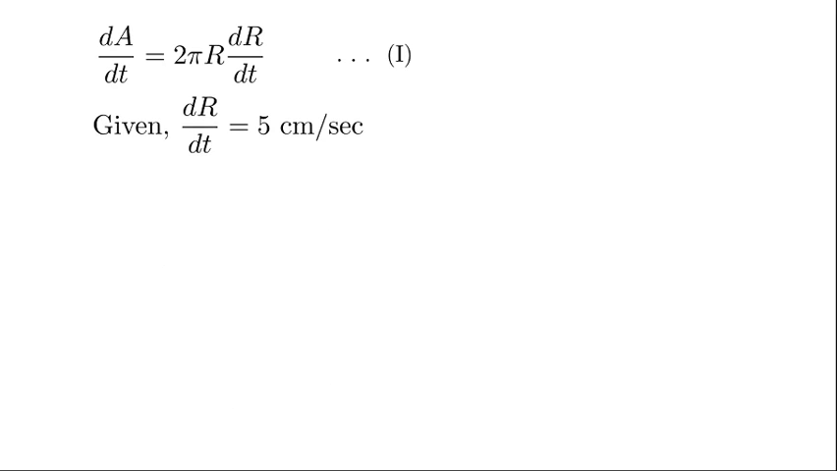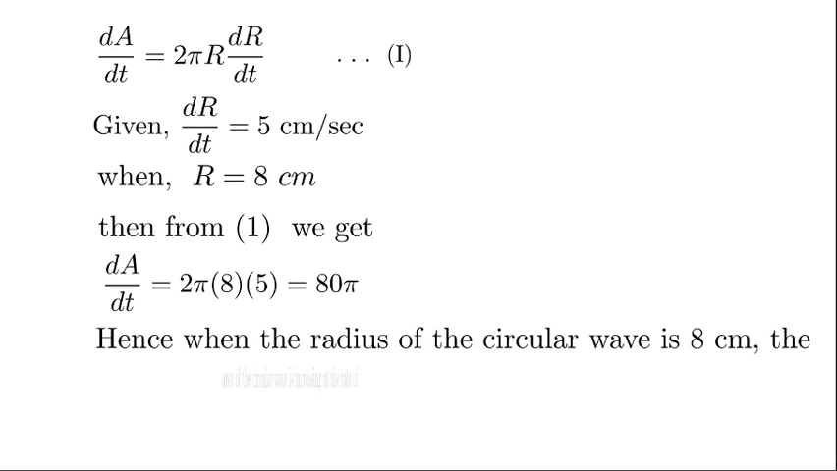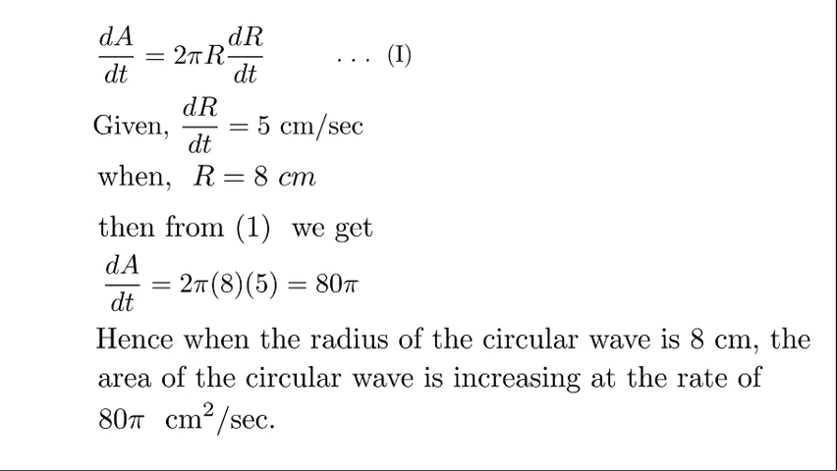Given that dr by dt equal to 5 centimeters per second, so when r equal to 8, from equation 1 we get dA by dt equals 2 pi into 8 into 5, where 8 is radius and 5 is rate of change of radius, and that's equal to 80 pi. Hence, when the radius of the circular wave is 8 centimeters, the area of the circular wave is increasing at the rate of 80 pi centimeter square per second.